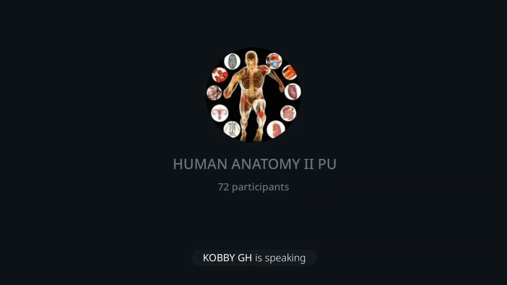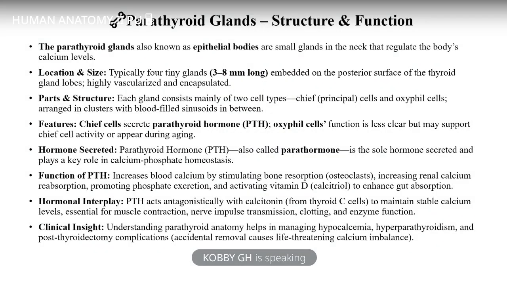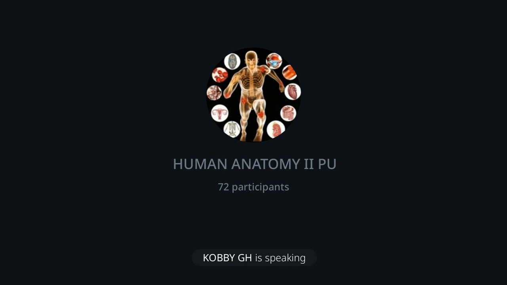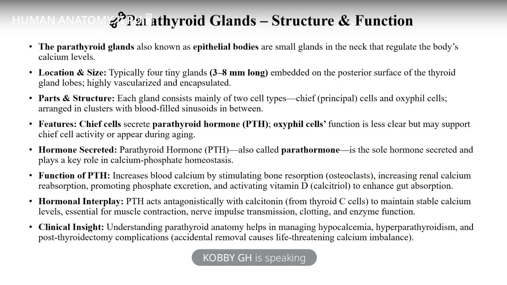The chief cells produce or secrete the parathyroid hormones. And then the ossicle cell, the function is not really clear in anatomy, but what we believe is that the ossicle cells support the chief cell to work. Is that okay? So the parathyroid gland has two cells. The chief cell, they actually produce what? The parathyroid hormone. But the ossicle cells support the chief cell to produce the parathyroid hormone.